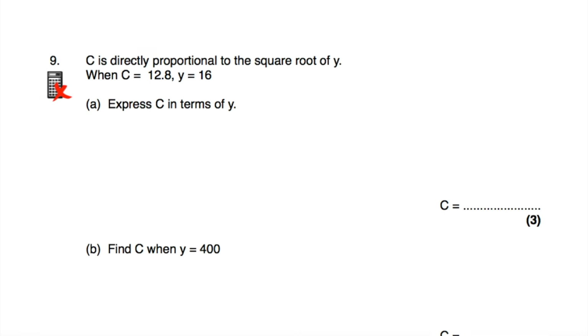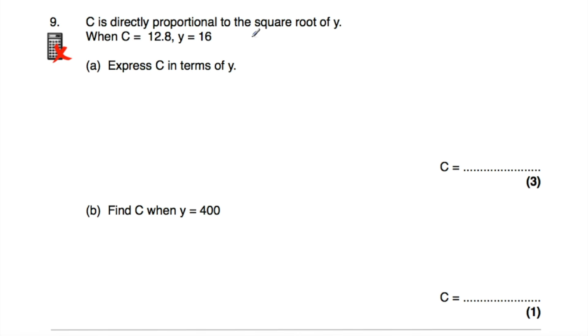Question number 9 says c is directly proportional to the square root of y. And whenever c is equal to 12.8, y is equal to 16, we've been asked to express c in terms of y. So in other words, we want to find the formula. So we've got that c is directly proportional to the square root of y.